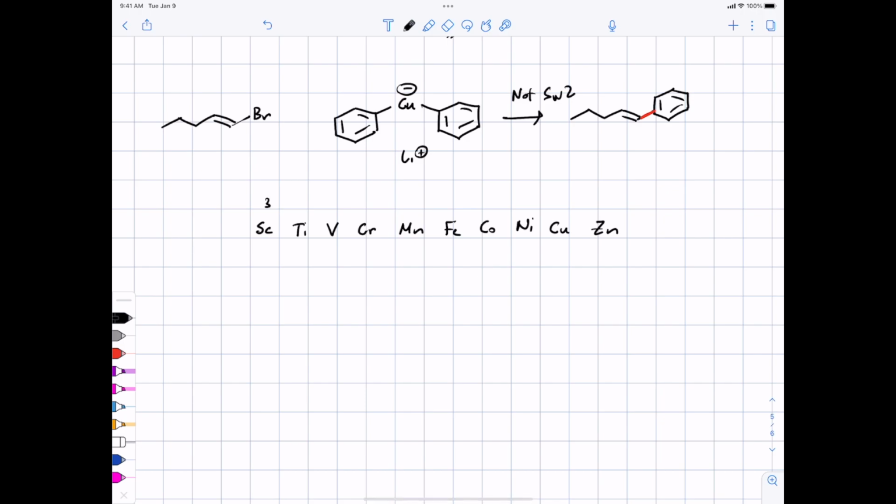All right, groups 3, 4, 5, 6, 7, 8, 9, 10, 11, 12. Below chromium is molybdenum, below iron is ruthenium and osmium. Below cobalt is RH, rhodium. I don't know why I thought it was RD. And iridium. Below nickel is palladium and platinum. All right.